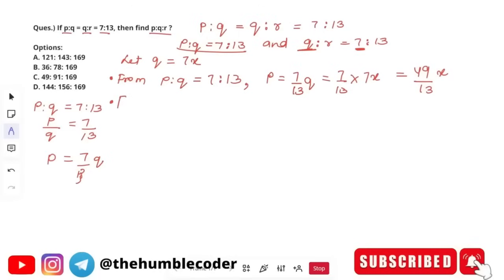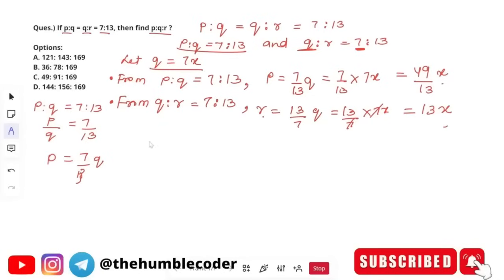Now again, from the second equation, which is Q is to R is equals to 7 is to 13, this time we are going to find out the value of R. So R will be how much? R will be 13 by 7 Q. So 13 by 7 into 7x, this is going to cancel 7 and 7, and we are going to get 13x. We have found the value of P in terms of x, we have found the value of R in terms of x, and we have also assumed the value of Q in terms of x. Now let us substitute all these values. So P is to Q is to R, what can we write?